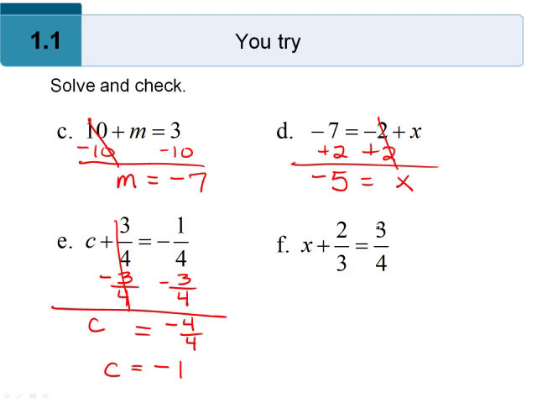x plus 2/3 equals 3/4. So we need to get rid of this 2/3. Since it's addition, I'm going to subtract it. Now this one is kind of a pain because we don't have a common denominator here. So we bring down the x, and the 2/3 are gone.